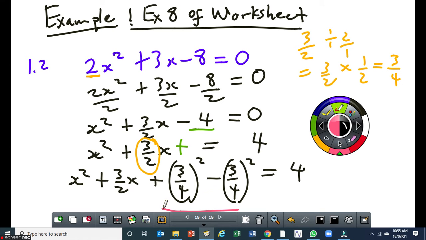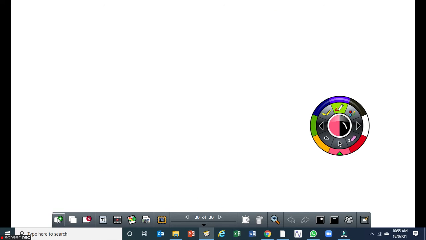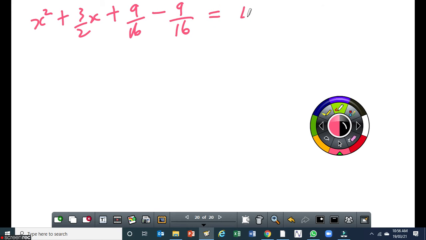So what I have to do now is remove brackets. If I remove brackets, I'll get x squared plus 3 over 2x plus 9 over 16, minus 9 over 16, that's equal to 4.